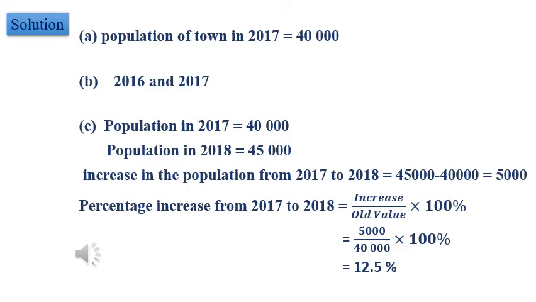The formula of percentage increase is increase over old value. Old value means the value in 2017. Increase over old value multiply 100. So increase is 5,000 and old value is 40,000. So we have 5,000 over 40,000 multiply 100. So our answer is 12.5%. So percentage increase between 2017 and 2018 is 12.5%.